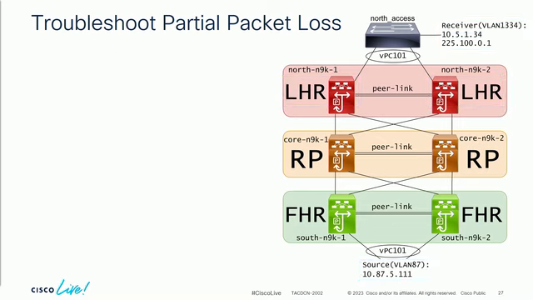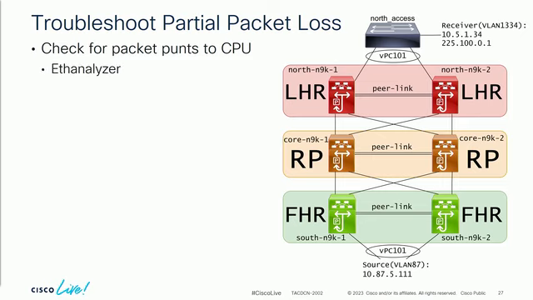Okay, so we checked that. What else can we check? We've isolated North 1 and North 2. The next thing I would check is, is the multicast data being punted to the CPU? If the packets are being punted to the CPU, then they're subject to being rate limited by the control plane policer, or COPP. We can run Ethanalyzer at North 1 and North 2, and if we see any packets captured there, that means those packets were punted to the CPU. Then we can check the control plane policer with this command to see which class the drops occurred on and maybe determine the cause from there.